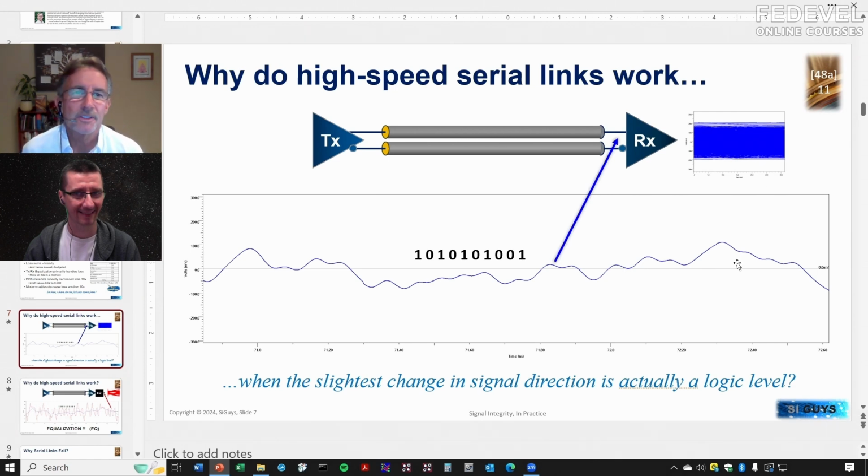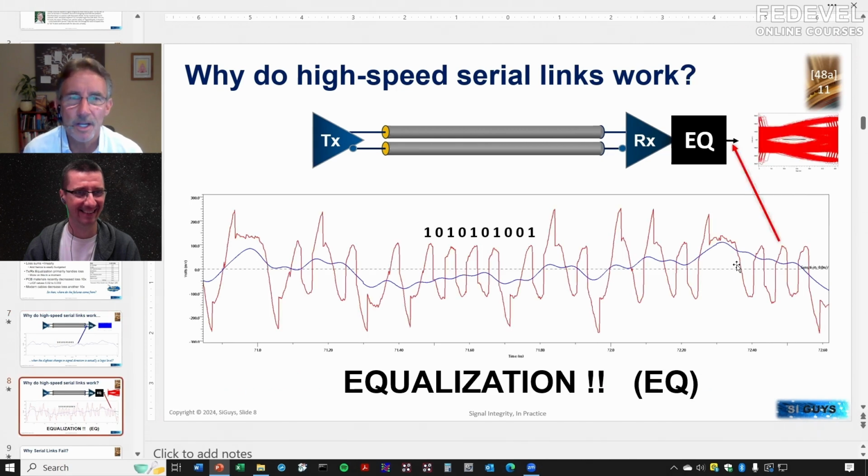So why does that work? That's the question we're asking here. Well, the answer, as you already said, is equalization. There are tens of thousands of transistors in the IC, basically turning this blue signal into this red signal. So in simulators, we're able to look at what is presented on this side of the RX and what comes out on the other side of the equalization. Does that make sense?